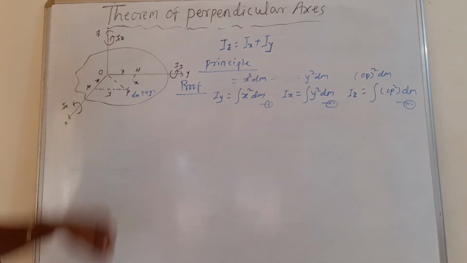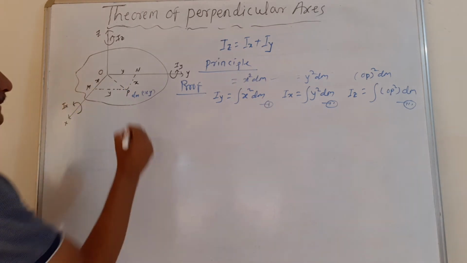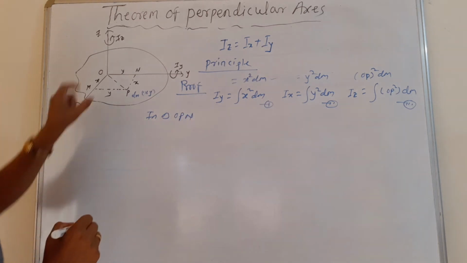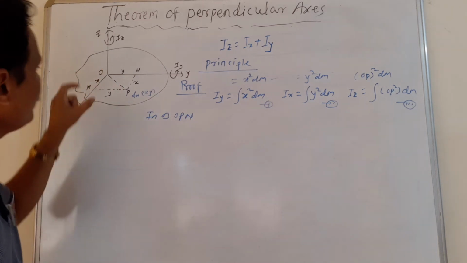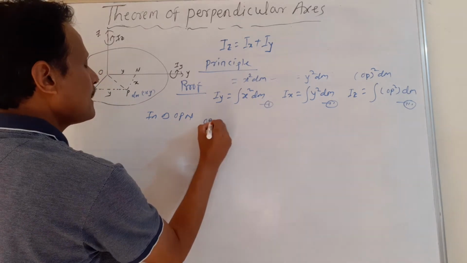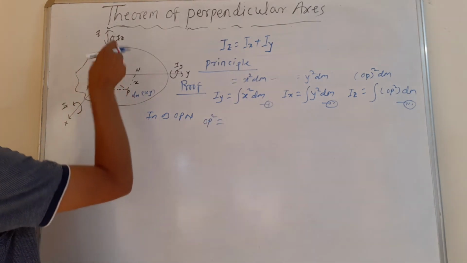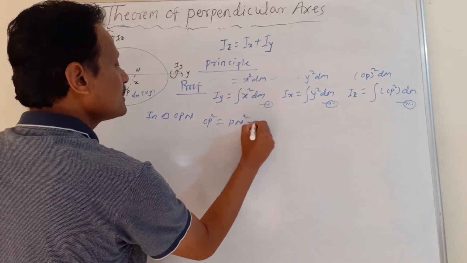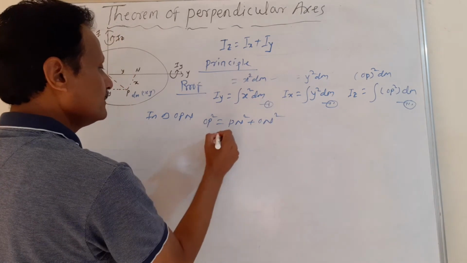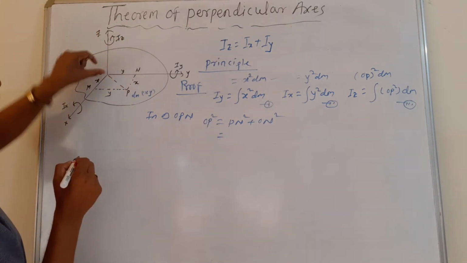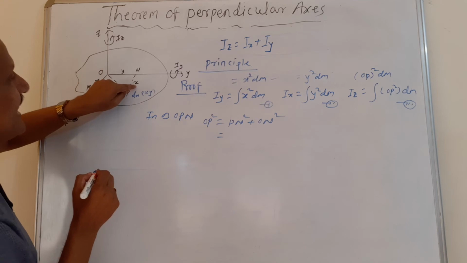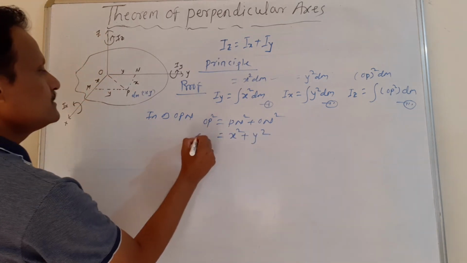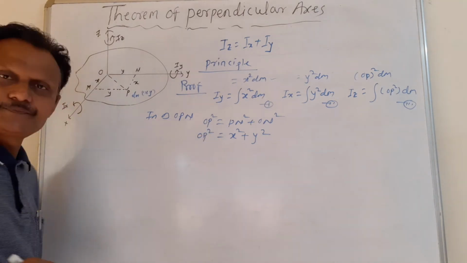Now in this figure, in triangle OPN, by using Pythagoras theorem, OP square equal to PN square plus ON square. PN square plus ON square. That means OP square equal to PN square means x square plus y square. This is OP square.